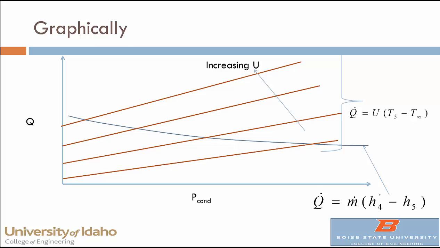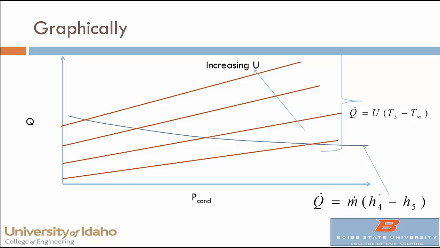Here's a kind of cartoon graph showing it. On one end, I've got this sloping blue line, and that's the Q dot, the heat needing to be rejected by the condenser from the thermodynamic analysis. That's how that varies with the condenser pressure. And the orange lines show various heat transfer as a function of condenser pressure from the condenser standpoint, from the heat transfer rejecting to the outside air.